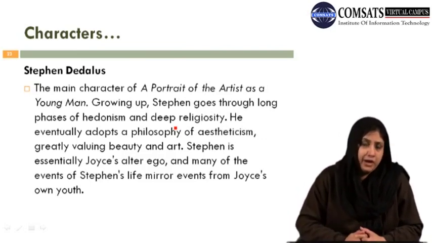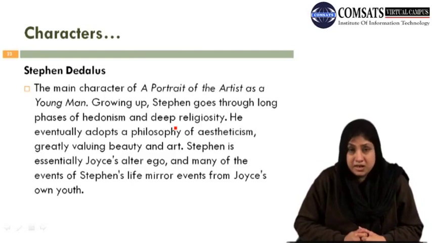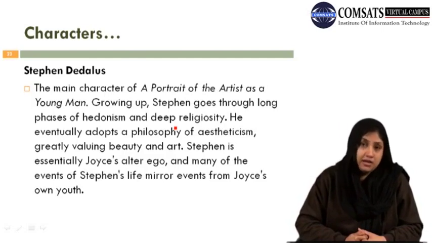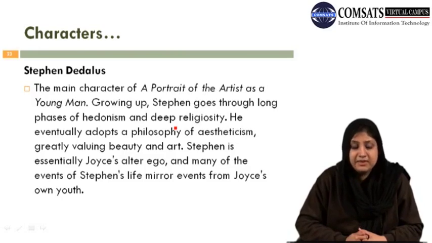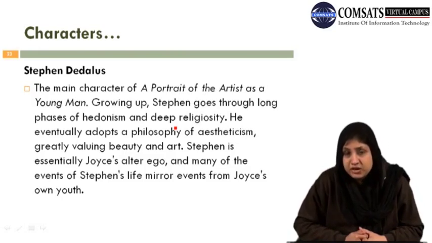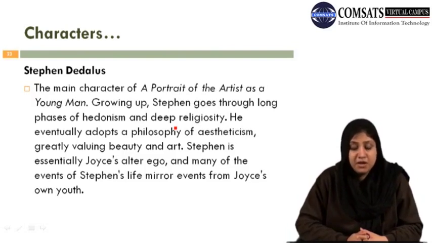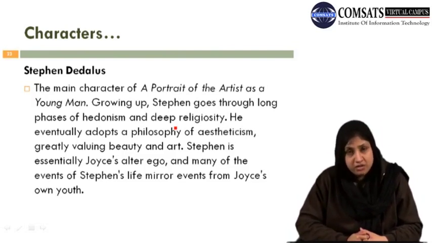And when he starts valuing beauty in art, then he does not care about the cost. That can be his family, his nation, or religion as well. Stephen is essentially Joyce's alter ego, and many of the events of Stephen's life mirror events from Joyce's own youth.